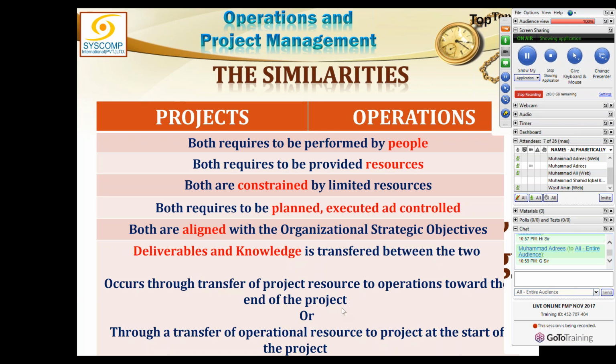When a project ends, it gives something to the operation. Then deliverables and knowledge are transferred between the two through a transfer of operational resources to the project at the start of the project. You see, it works both ways. In the last sentence, it says through the transfer of operational resources to the project at the start of the project. And once the project has produced something, it occurs through transfer of project resources back to operations towards the end of the project. So both ways are possible.